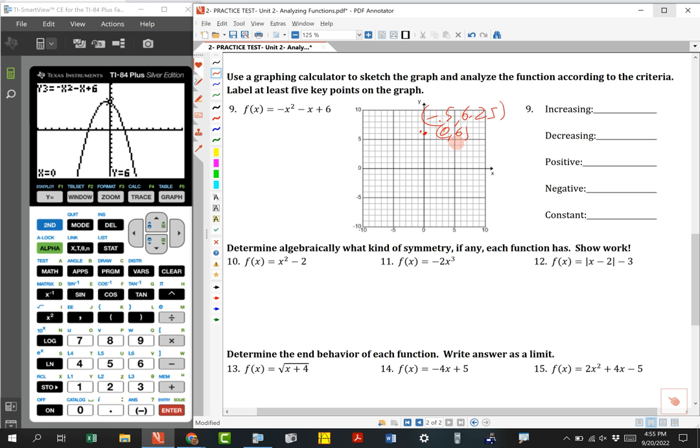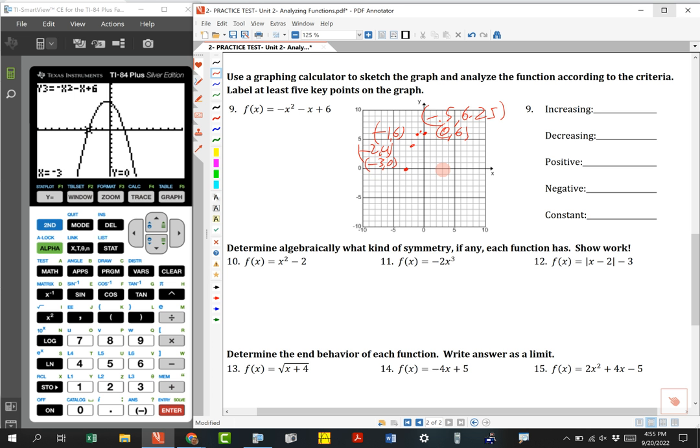And then let's check the other side. Let's check -1. Lo and behold, that's in the right place. So -1, 6. And then we'll do just a couple of others. Let's see, -2, 4. All right, -2, 4. And then let's see where we get at -3. Nice. We do need this point because we need to know where the x-intercepts are because of some of the questions that are coming up.